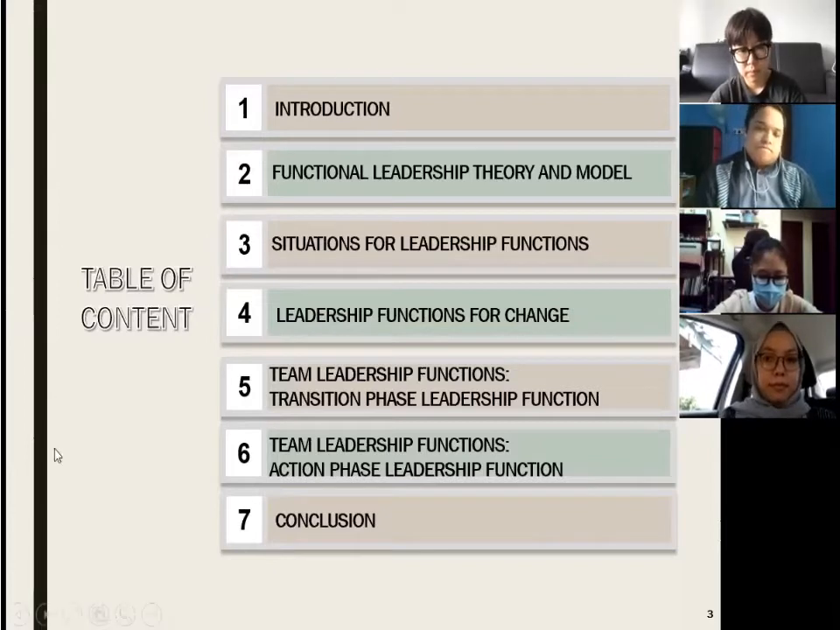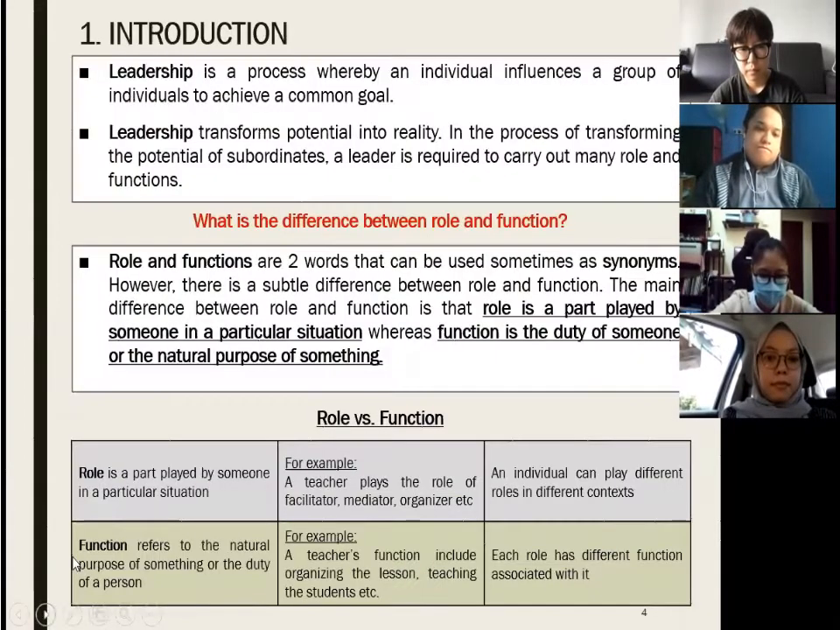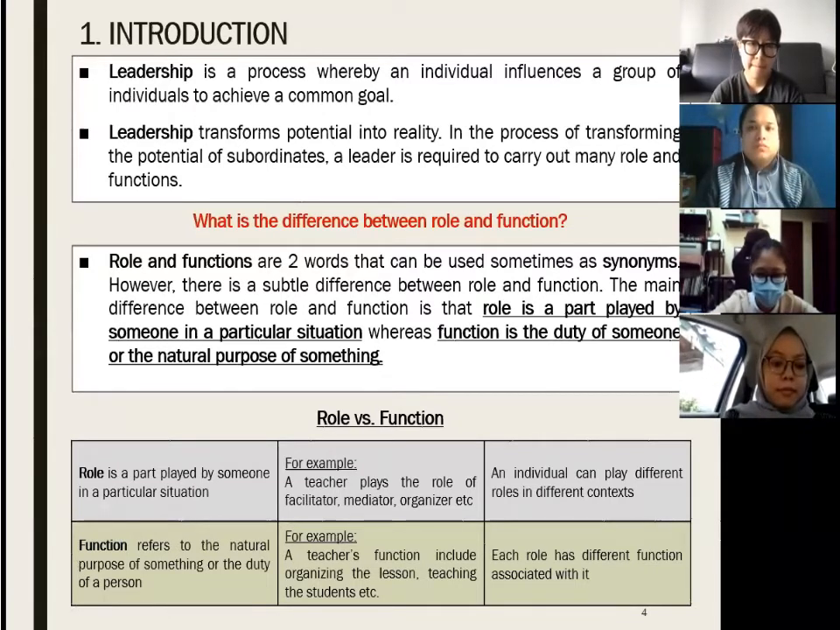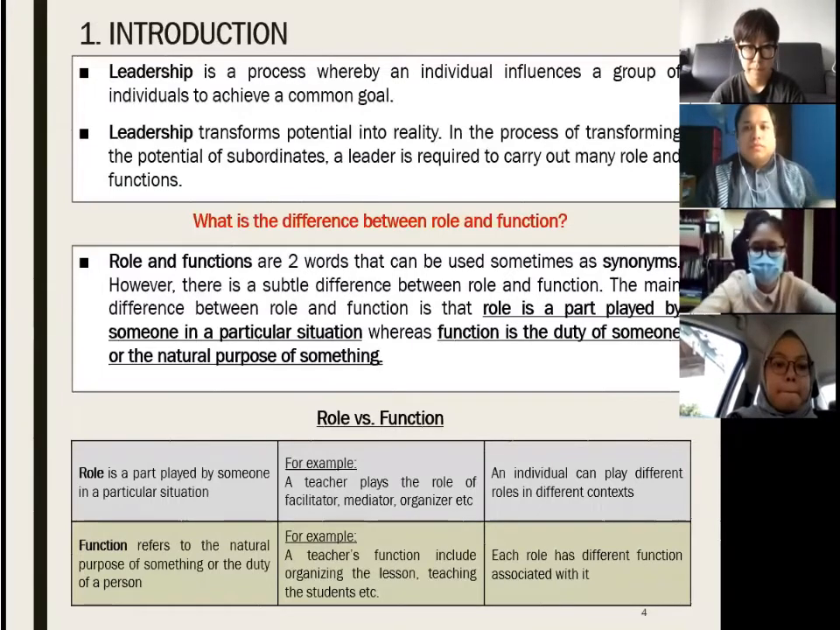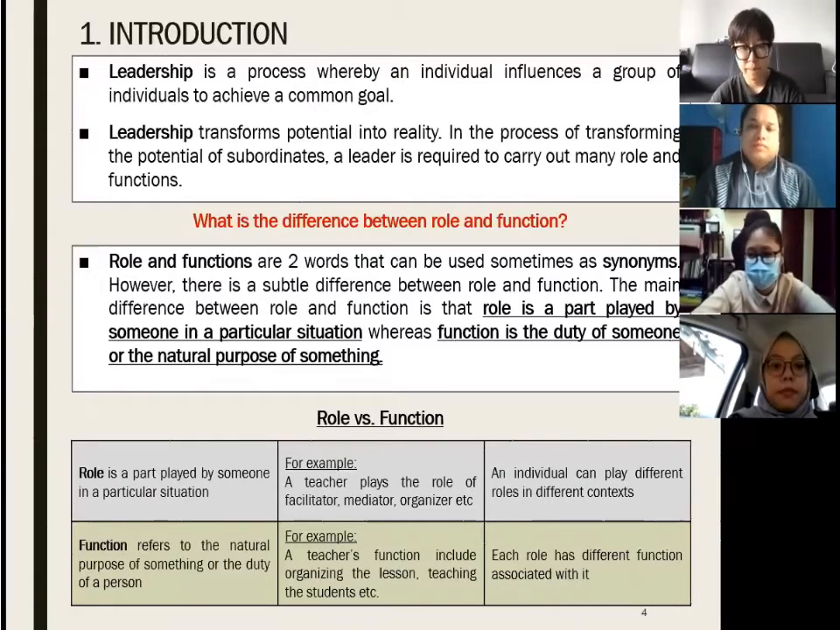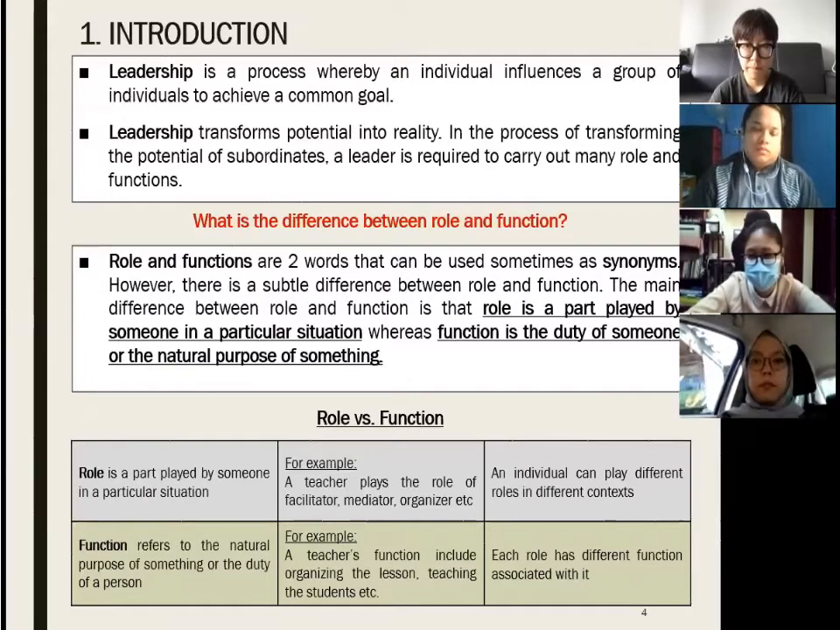As we all know, our first class prof has taught us about the definition of leadership. In short, we can say that leadership is a process whereby an individual influences a group of individuals to achieve a common goal, and it transforms potential into reality. In the process of transforming the potential of subordinates, a leader is required to carry out many roles and functions of leadership.